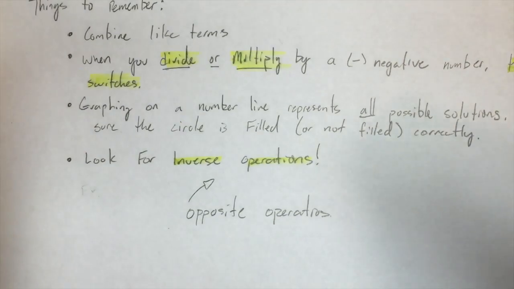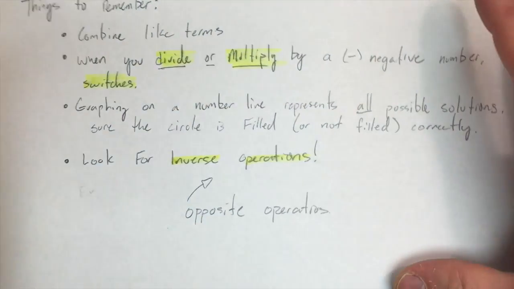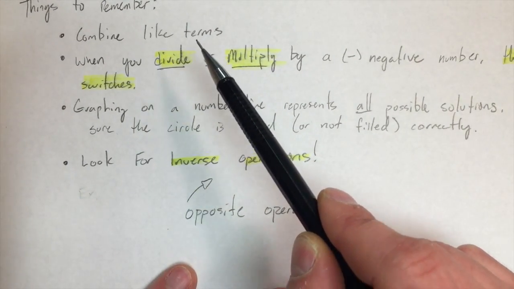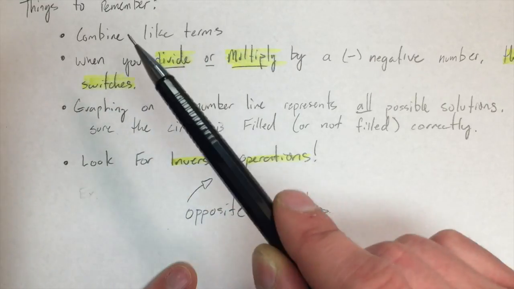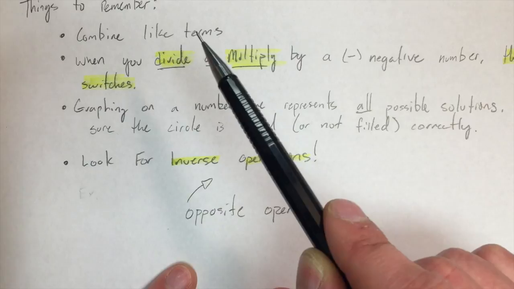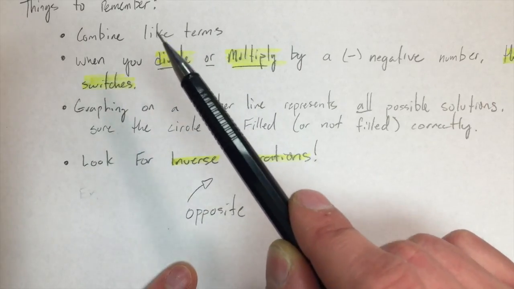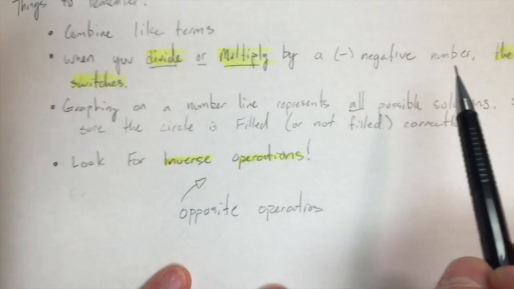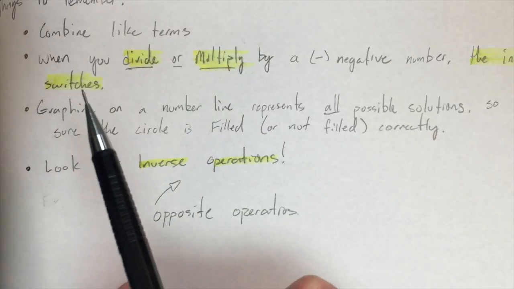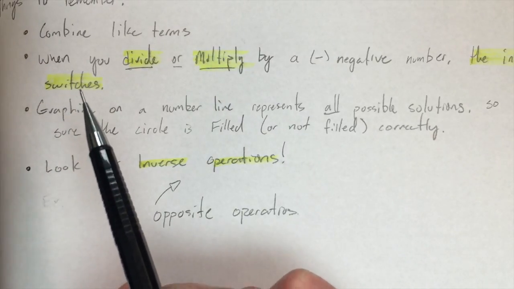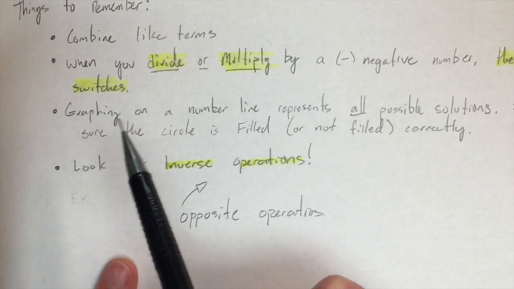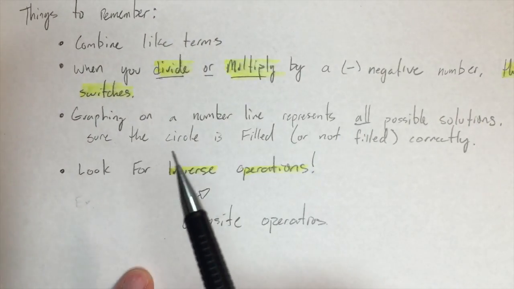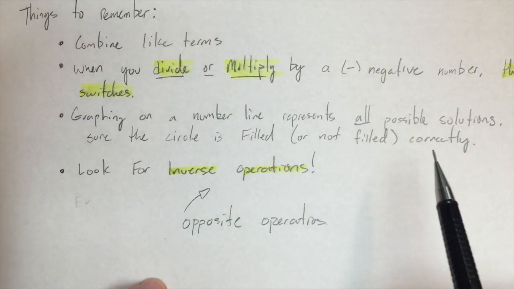A couple of things to remember. First of all, you want to combine the like terms. Look for like terms that you can combine. This is going to be a little more complicated a little later on, so we're going to look for like terms to combine. When you divide or multiply by a negative number, the inequality switches. Another thing, graphing on a number line represents all possible solutions. So make sure the circle is filled or not filled correctly.